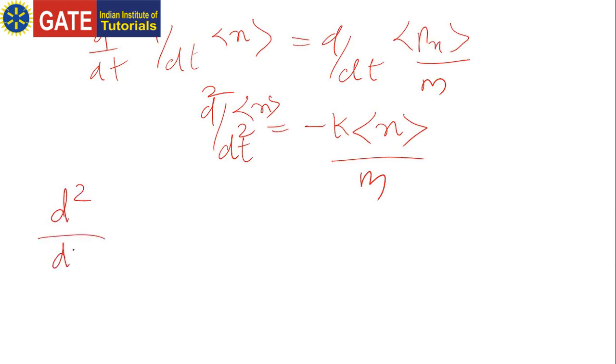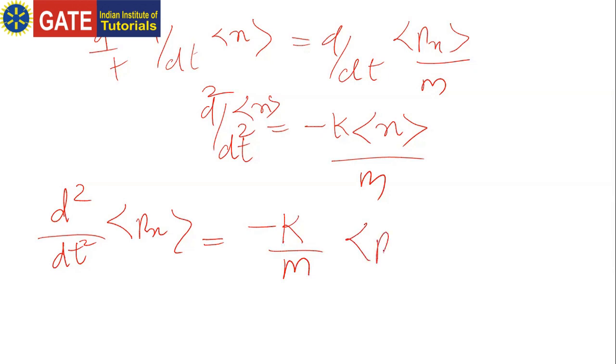Similarly, d square by dt square of expectation px is minus k by m expectation px. Very good. Minus k by m expectation px. If you follow my classes, then you can easily score complete marks from the quantum mechanics part.